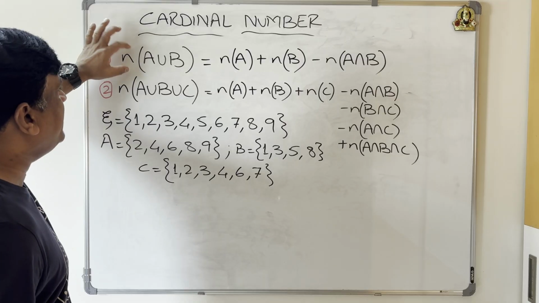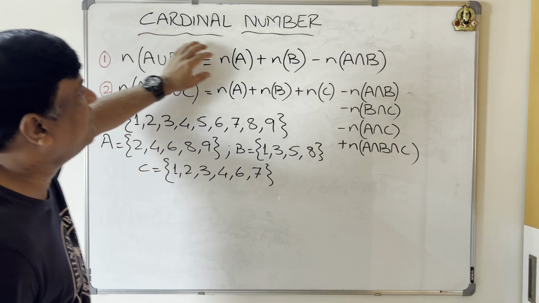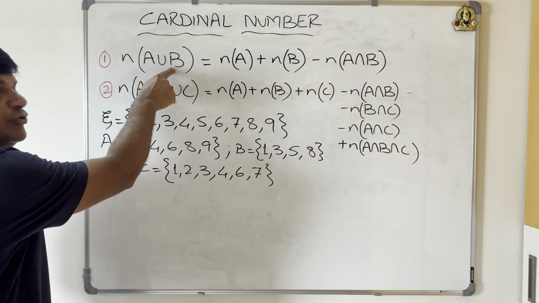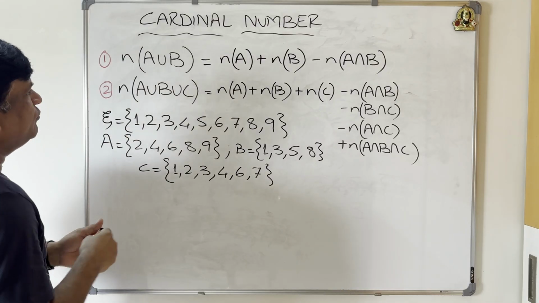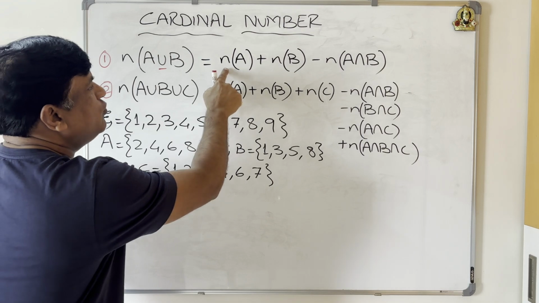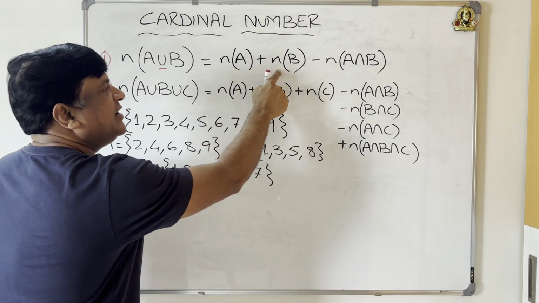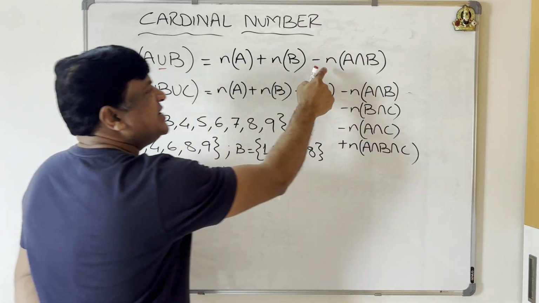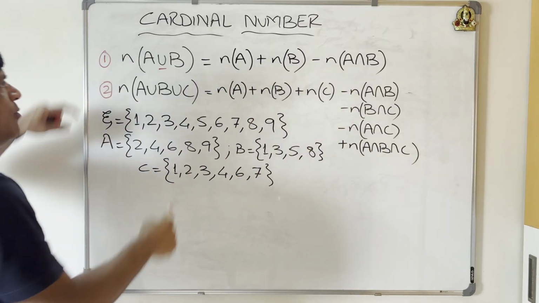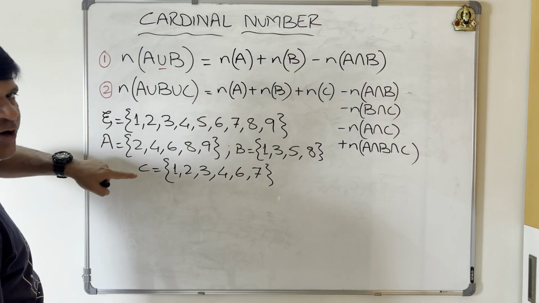So with respect to the cardinal number of this particular combination, we have this particular formula. What it says is that n of A union B, note this one, is equal to n of A, meaning the cardinal number of set A, plus the cardinal number of set B minus the cardinal number of A intersection B. That's the formula you need to remember. I'm going to prove it with this particular example. That's why I noted this example.